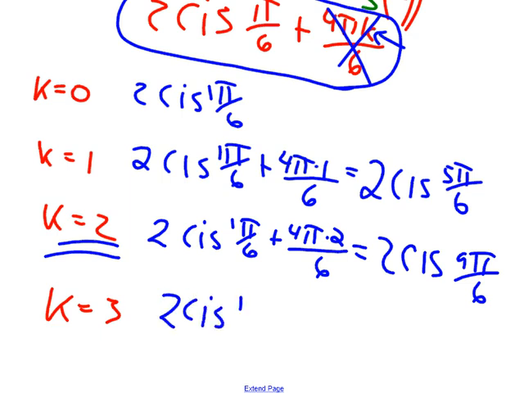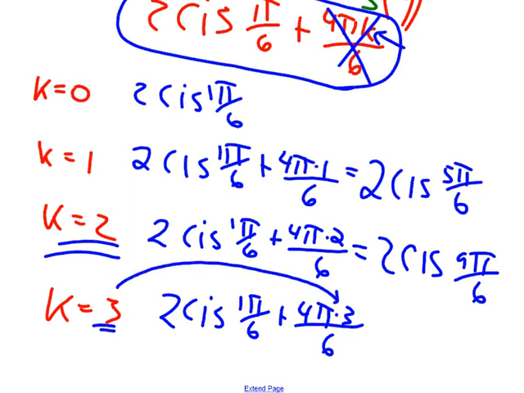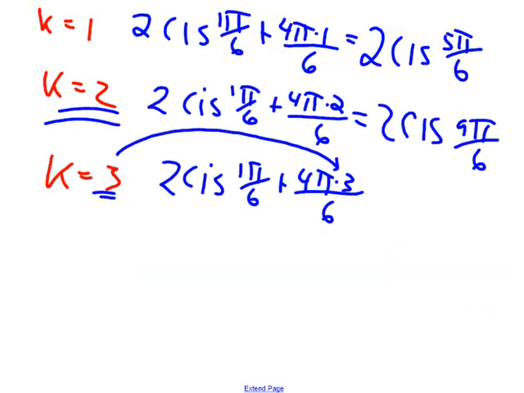2 cis 1 pi over 6 plus 4 pi times 3 over 6. That was because k equals 3, so we put a 3 right there. And now look what happens. 2 cis, and then 1 pi over 6 plus 12 pi over 6 makes 13 pi over 6. What did I do with my angle? I just went past 2 pi.